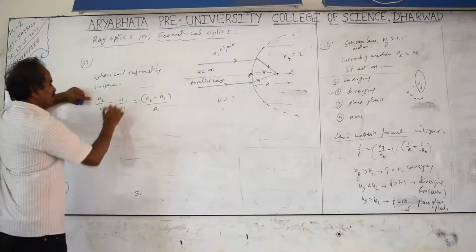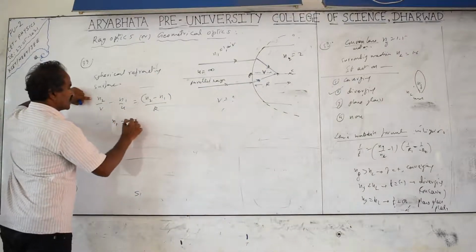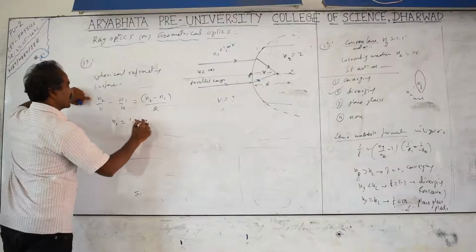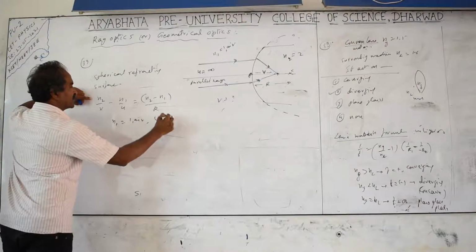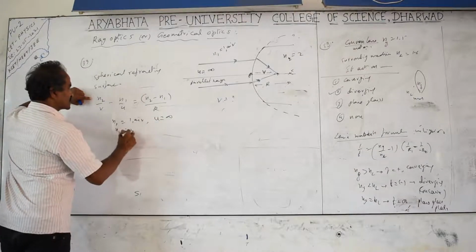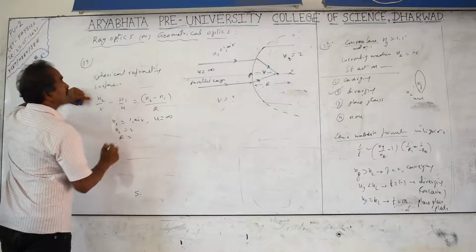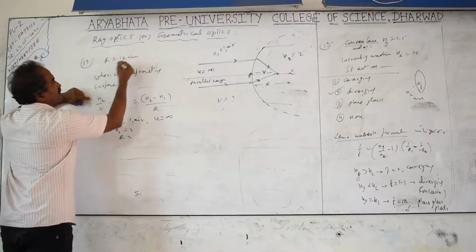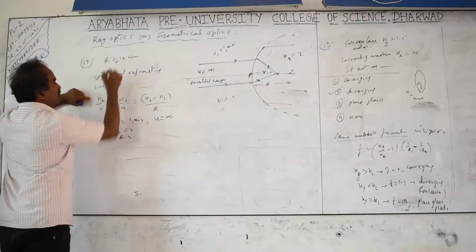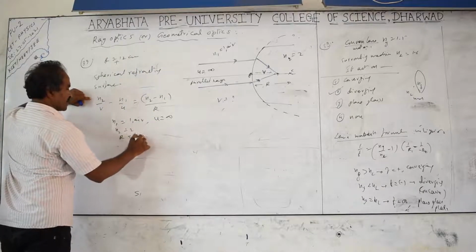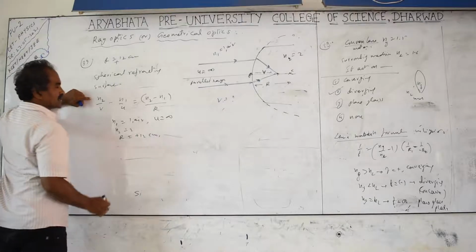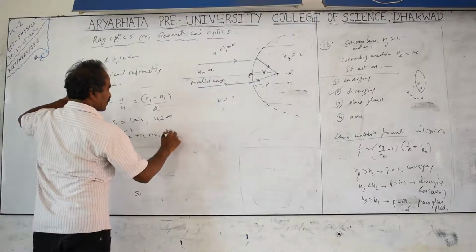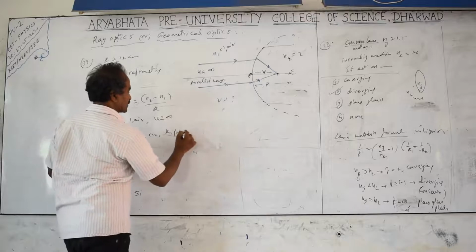So n1 is 1, that is air, approximately, and u is infinity, n2 is 2, and they mention R is equal to 12 centimeters. It is on the right side, in the direction of light rays, therefore we have to take it as positive.